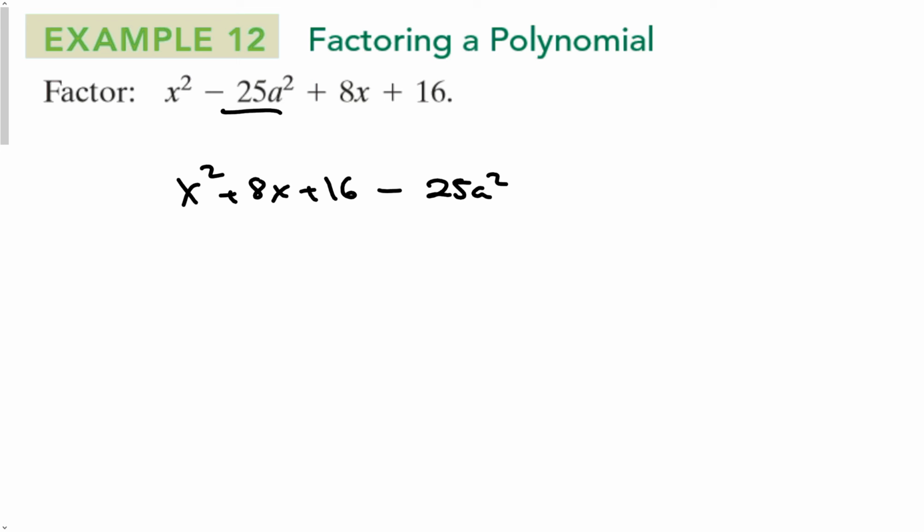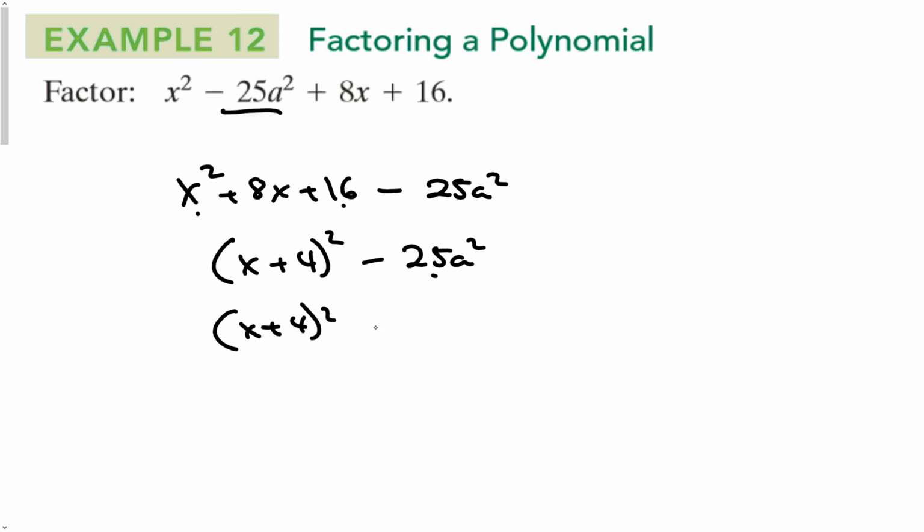Okay? Now, normally when we do grouping, we look at 2 terms, but I noticed something. That is a perfect square, and that is a perfect square. So I can actually factor this as x plus 4 squared. Well, this term in the back is actually a perfect square as well. It is 5a, the whole thing squared. And now I have a perfect square because it's x plus 4 times x plus 4. I have a perfect square because it's 5a times 5a.